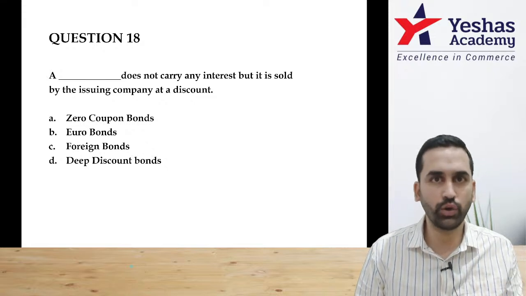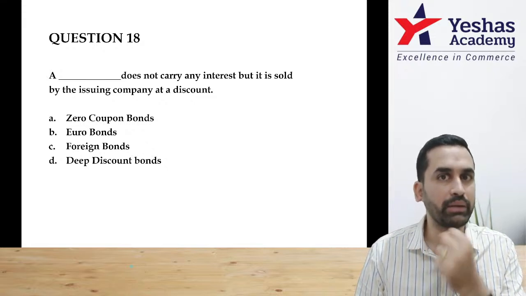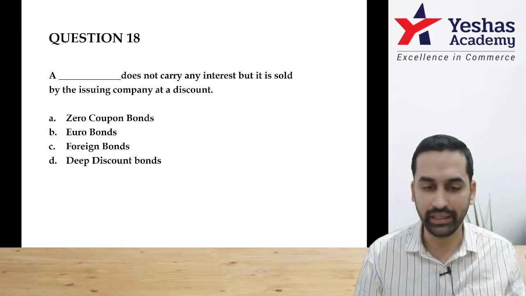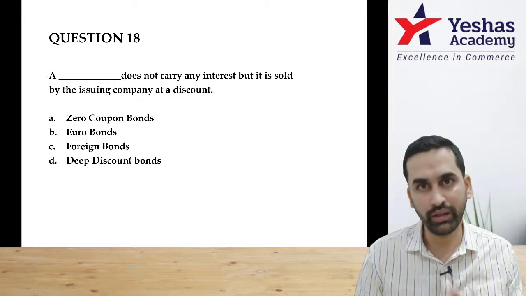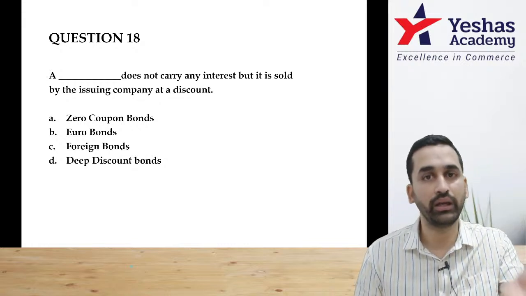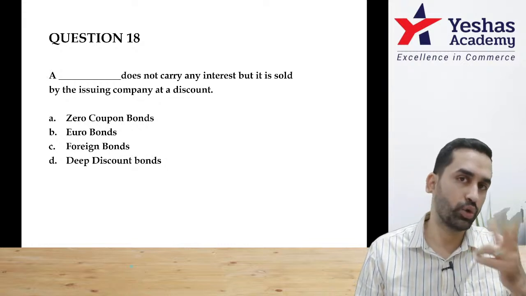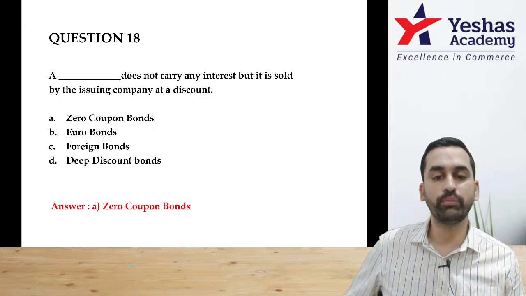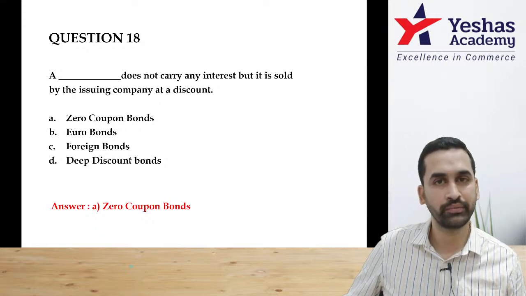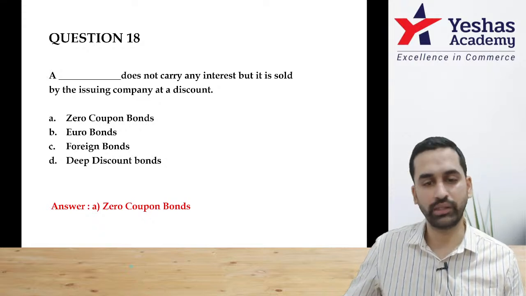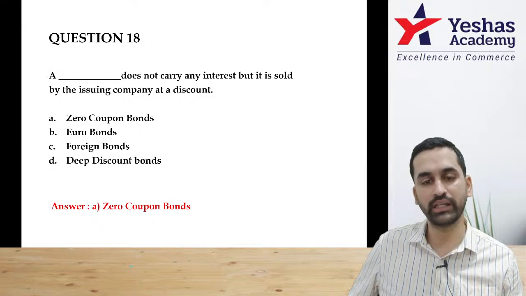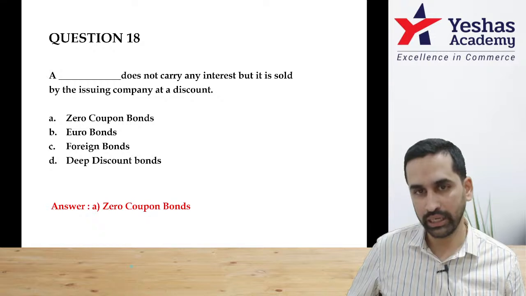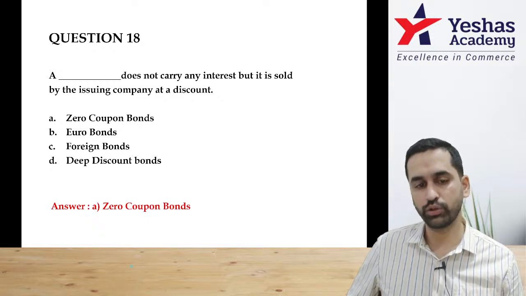Correct? That means if there is no interest, then there should be some other reason why people should invest. Therefore, what those companies do, they say, boss, we can't give you any interest, but we will issue it at 98 rupees and redeem it at 100 rupees. The 2 rupees will be your return. Correct? That means zero coupon bond is the correct answer. Coupon is interest. In simple English, if you read properly, it says it does not carry any interest. Interest rate means coupon rate. That means it should be zero coupon bond.